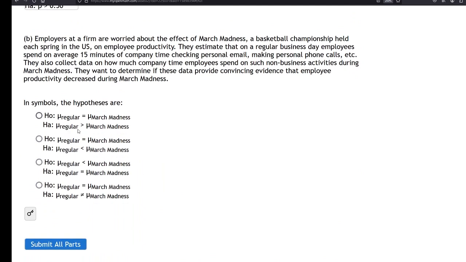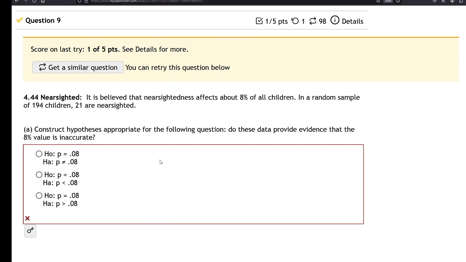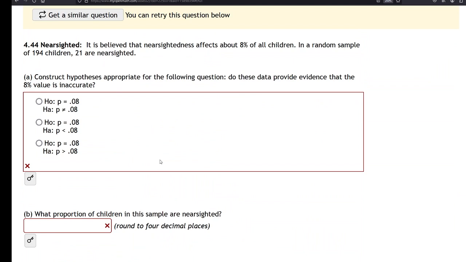Now this one is for a mean. Notice how they're using mu. So mu tells you that we're dealing with a problem that's a mean. I haven't even read this problem yet, but I already know it's about a mean. Okay, so you're going to play the same game, except now you're going to be thinking in terms of means instead of proportions.